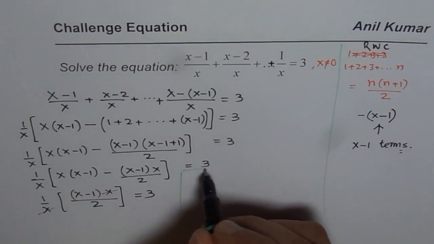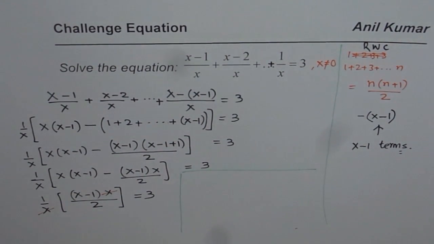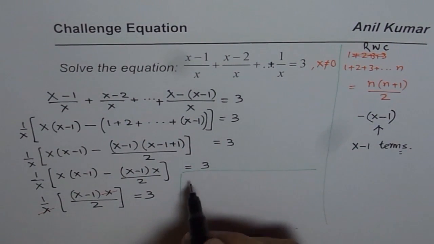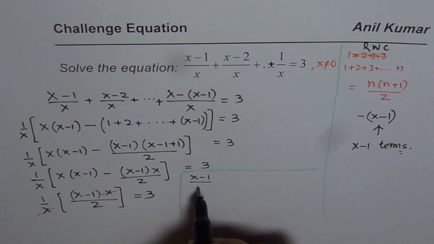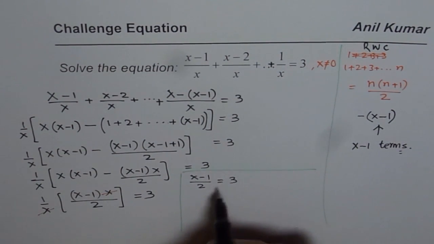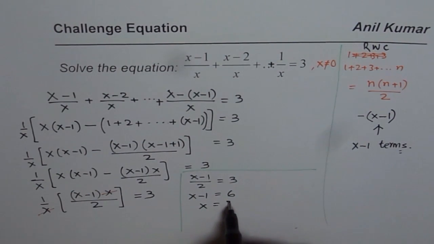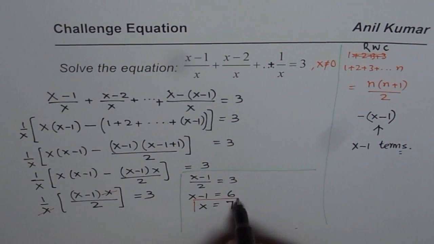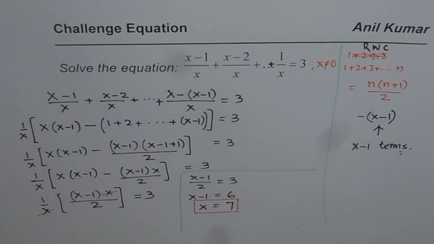Okay, let me make this box kind of like this. So what we have here is 1 over x times (x minus 1) times x over 2 equals 3, since these two x's cancel, right? So we have (x minus 1) over 2 equals 3. That means x minus 1 equals 6, or x equals 7. So that is our solution. Is it okay? That is the solution for the given question.